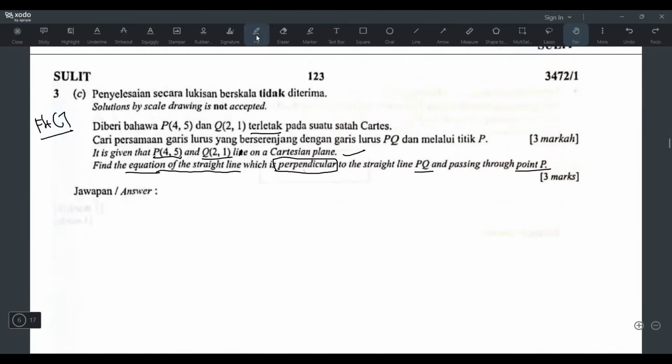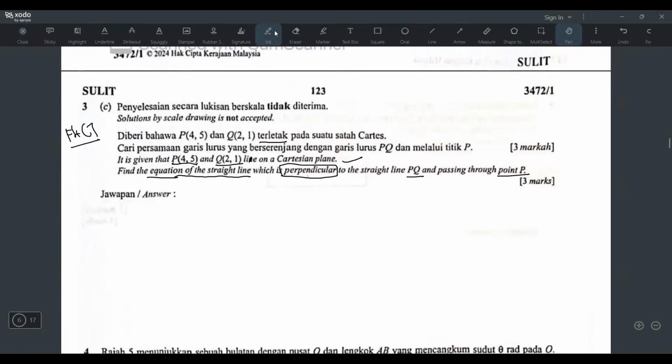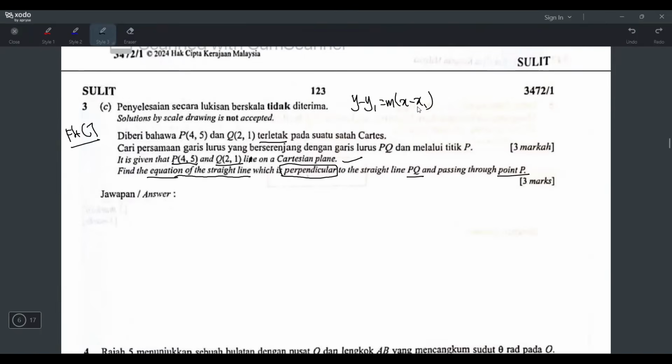How do you find the equation of a straight line when you're doing coordinate geometry? In Addmaths, you will always use this formula: y minus y1 equals gradient times (x minus x1). Actually, there's another method, which I call the maths way. This one is the Addmaths way. The maths way is y equals mx plus c. You sub M and then you sub C. If they never give you the C, sub the x and y of the passing-through point to find C. You can use this also, you get the same answer. But since we are doing Addmaths now, I will use the Addmaths way.